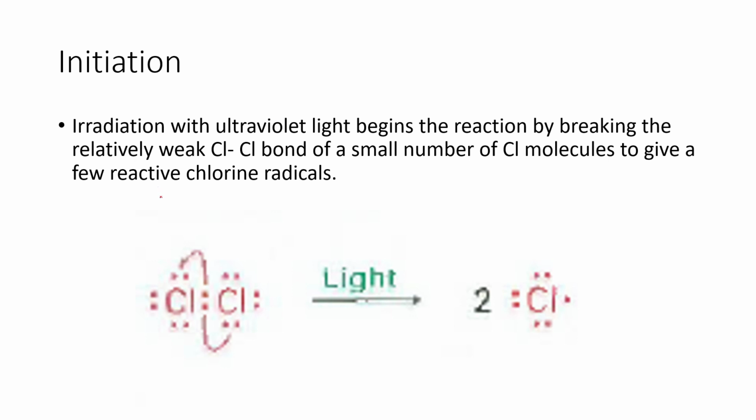So this is a type of symmetric bond breaking, in which each electron went to each atom. So you have 2 chlorine radicals from this reaction. Take note, these are not chlorine ions, these are chlorine radicals. Okay, so that is the initiation step where the radical comes from.